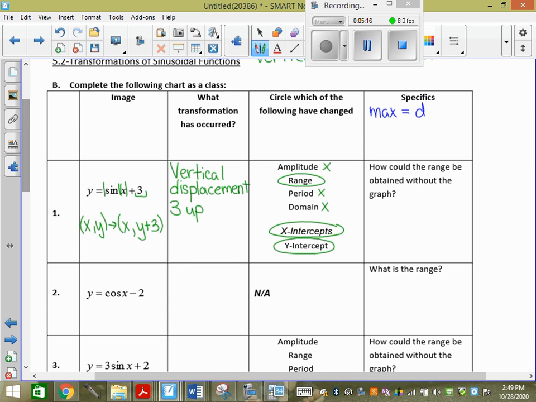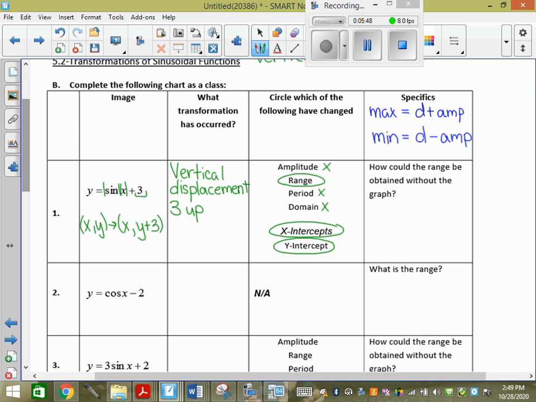equals D plus amplitude. You cannot get these backwards. People on the unit test will go amplitude plus D. It's wrong. Amplitude plus D works. Amplitude minus D does not. Actually, it won't work for D. So max is D plus amplitude. Your minimum equals D minus amplitude, not the A value, amplitude.